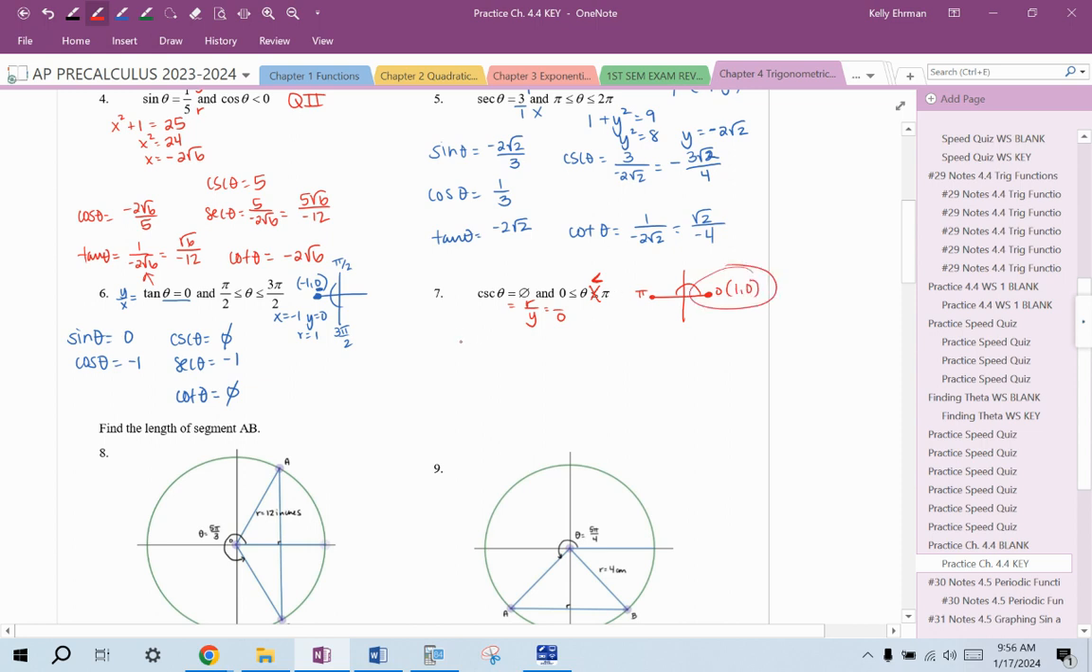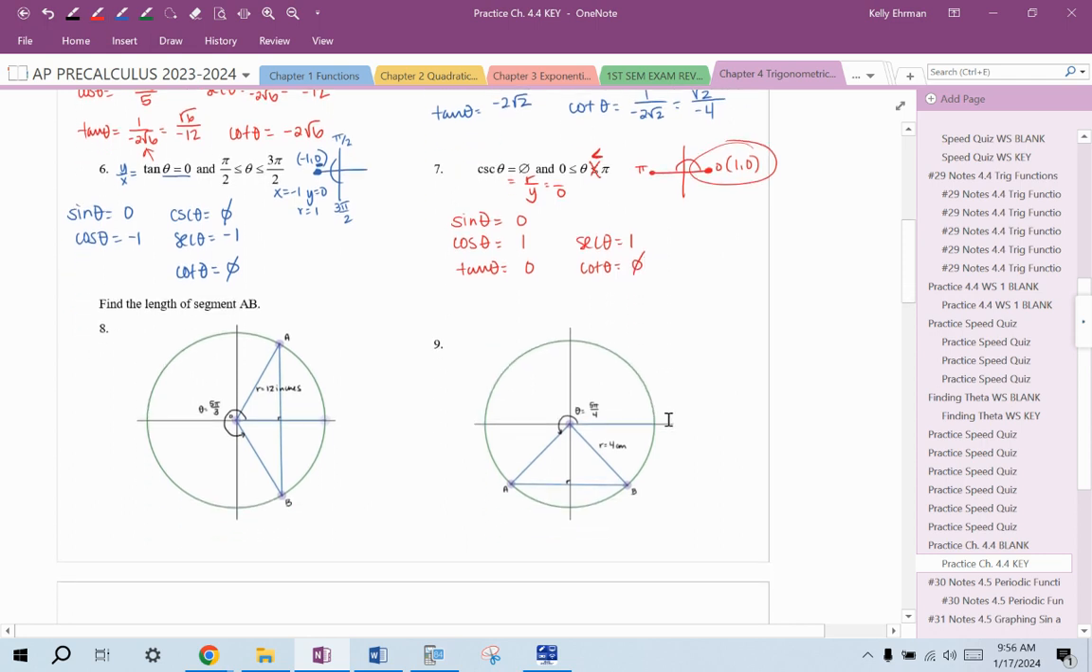All right, so sine theta is 0. Cosine theta is the x-coordinate over here, which is 1. Tangent theta is y over x, which is 0. Cosecant we already have. Secant theta is equal to 1, reciprocal of cosine. And cotangent theta, reciprocal of 0, is undefined.